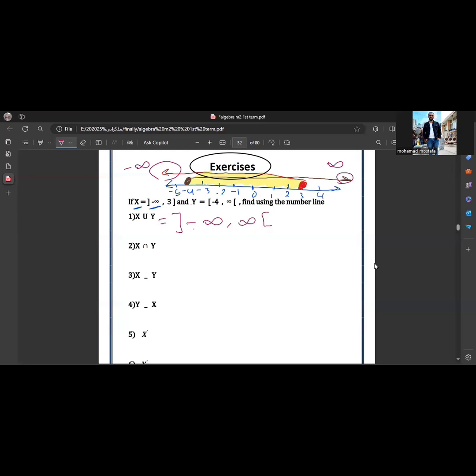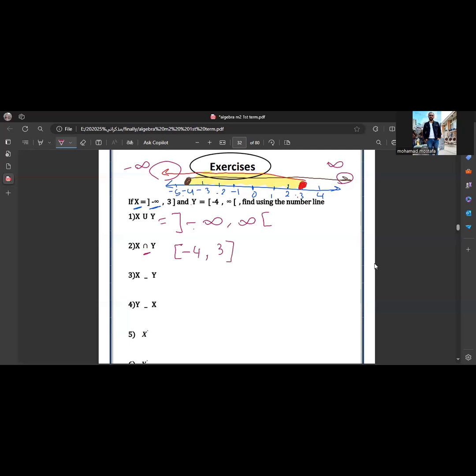X intersection y, the common between x and y. The common is here from negative 4 and here to 3. So close negative 4 and comma and here 3, also closed.